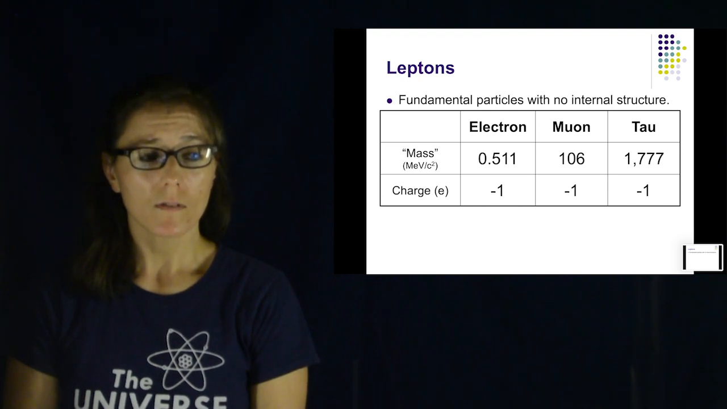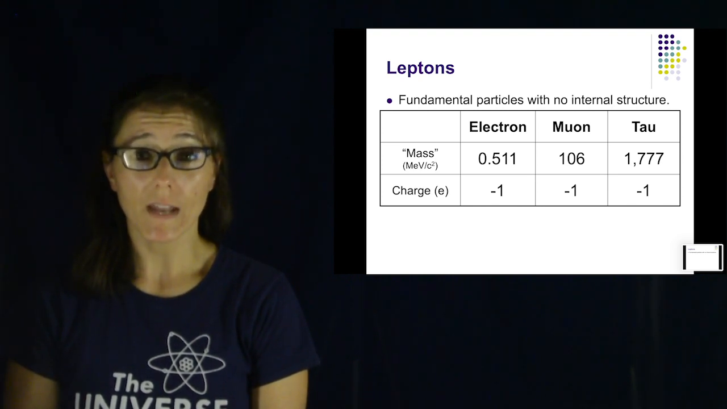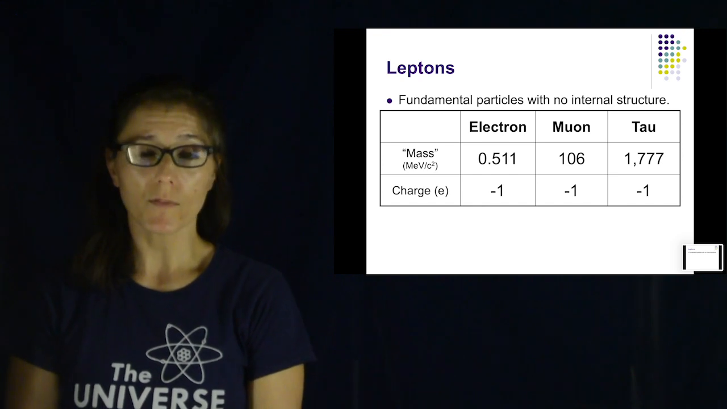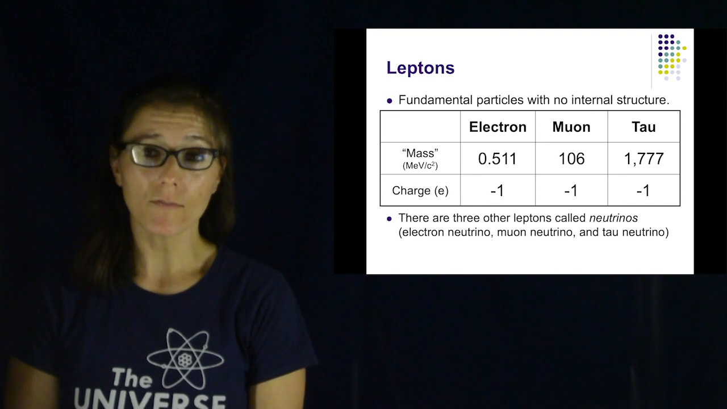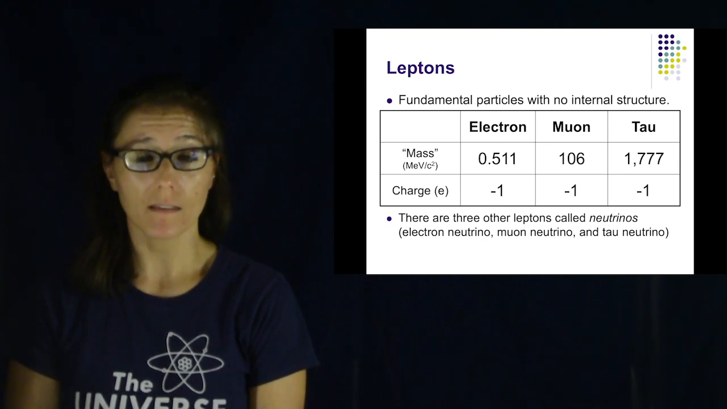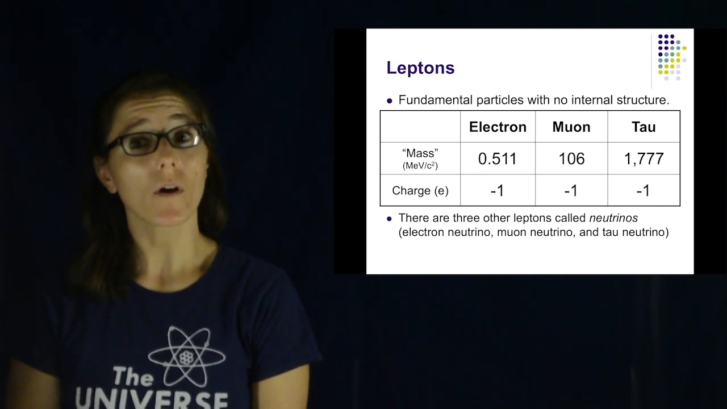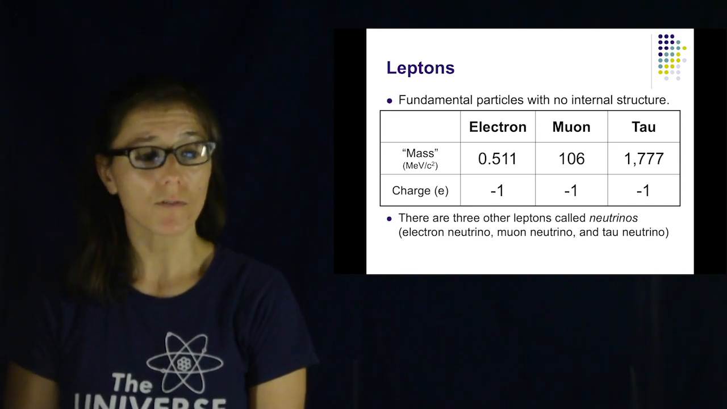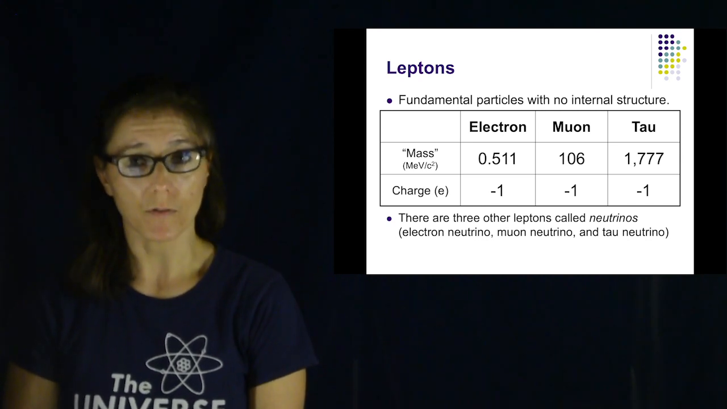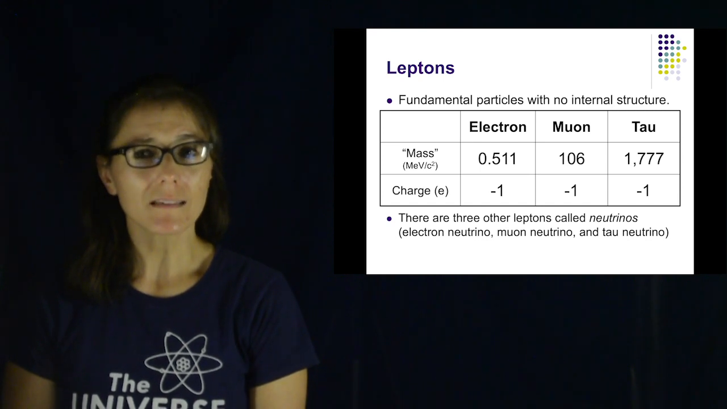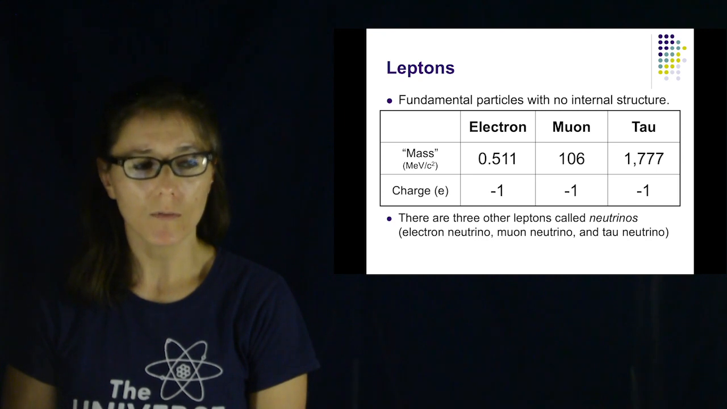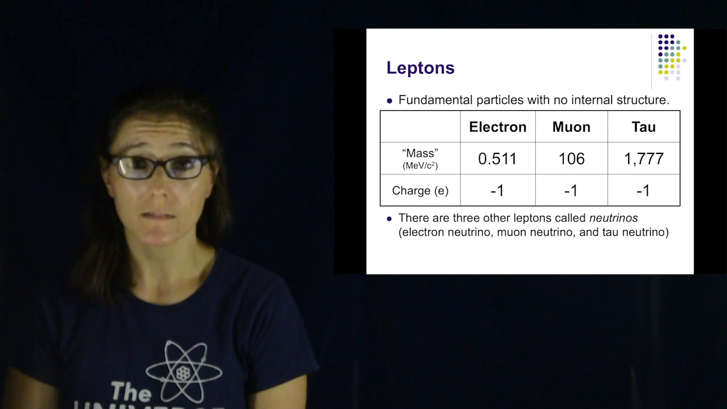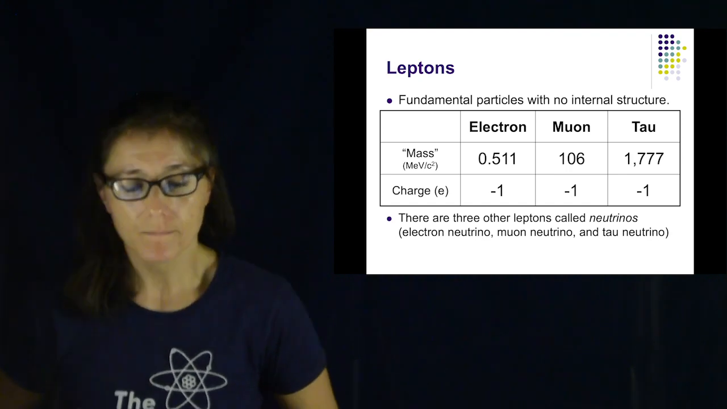There's also something worth noting here. They all have a charge of -1. There's another type of lepton called a neutrino. It turns out that every one of these leptons, the electron, the muon, and the tau, come with their own type of neutrino. So we have an electron neutrino, a muon neutrino, and a tau neutrino. Now, let's take a moment to talk about that mass. That is a unique unit, mass, in mega electron volts per c squared. So let's take a moment to talk about that.